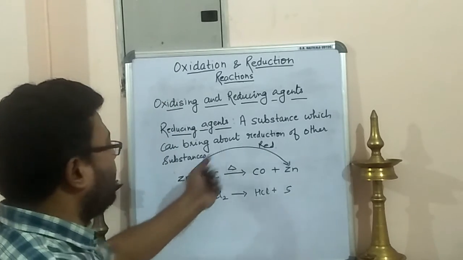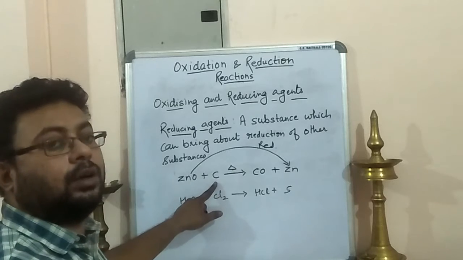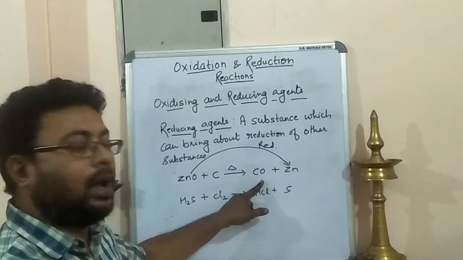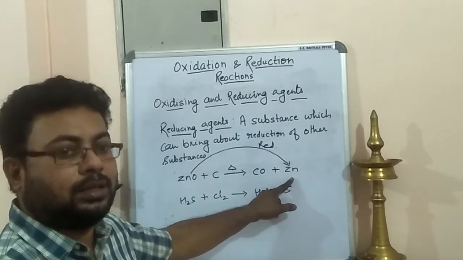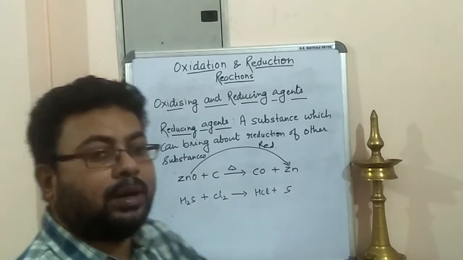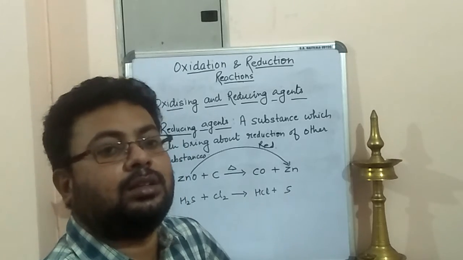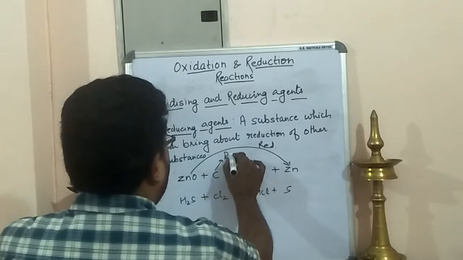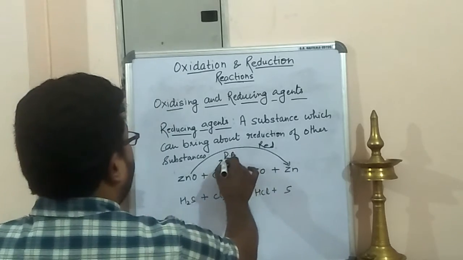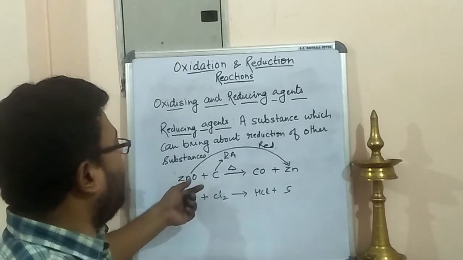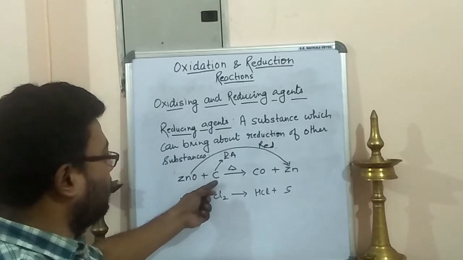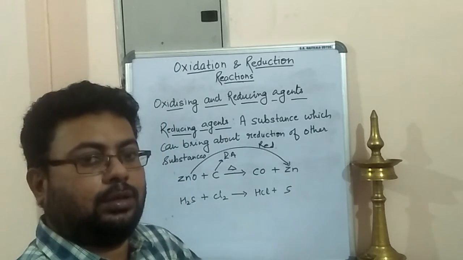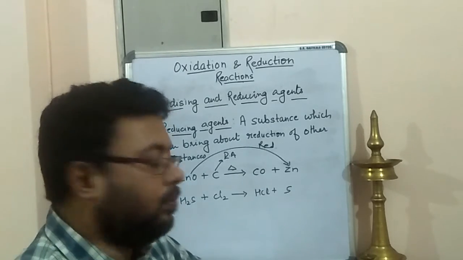So why is it getting reduced to zinc? Because of carbon. Because carbon is taking away the oxygen from zinc oxide, and that's why it has reduced it, isn't it so? So here carbon acts as a reducing agent. So what is the reducing agent over here? Carbon, that is the RA. RA means the reducing agent. Because of carbon, zinc oxide is getting reduced. Is it clear to you?